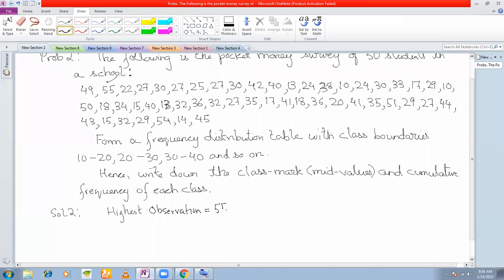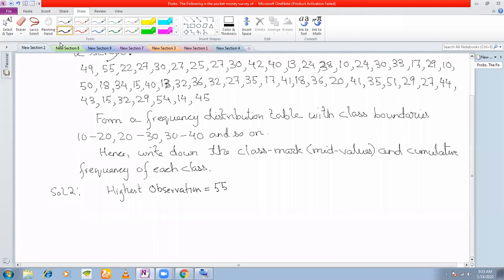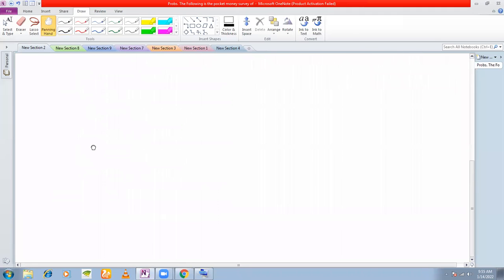Okay, so that means if you are making your class boundaries 10 to 20, 20 to 30, 30 to 40, that means you will have to proceed till 60. Okay, that means your last class boundary will be 50 to 60 because the highest observation is 55. Okay, so you make your table. Just as earlier, in the last problem we made the table, we'll make a similar table.